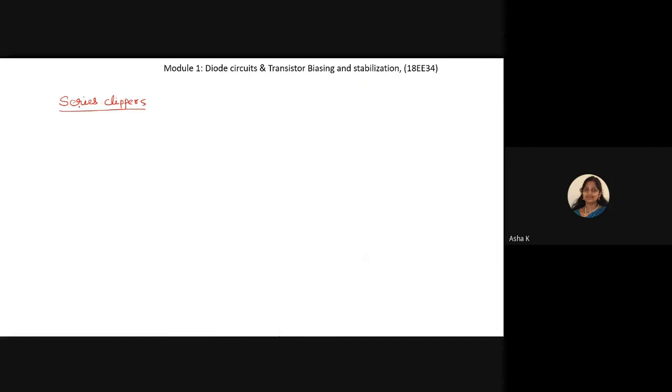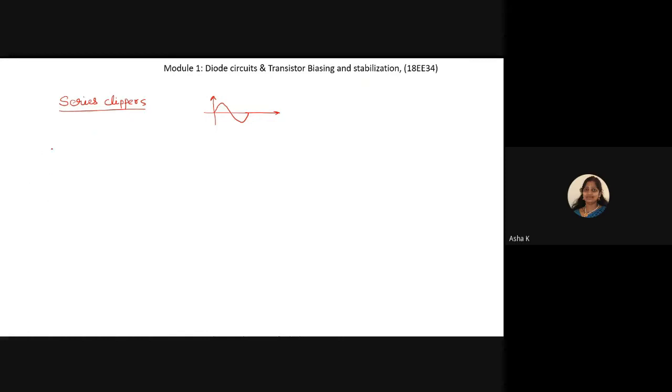Series clippers are used to clip off the entire positive or negative half cycle of the input waveform. I can consider a sinusoidal input waveform, or a triangle waveform, or a square waveform. Whatever the waveform, it is used to remove the positive peak or negative peak based upon the application of the diode. So how is the diode used? One such simple circuit we are going to learn first.